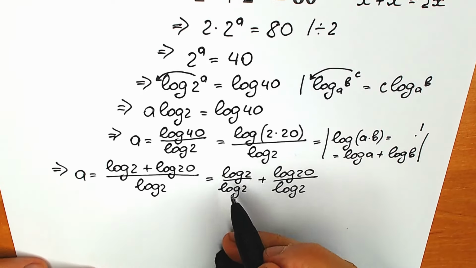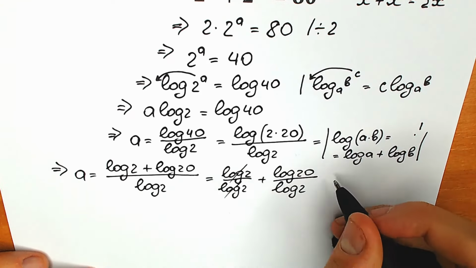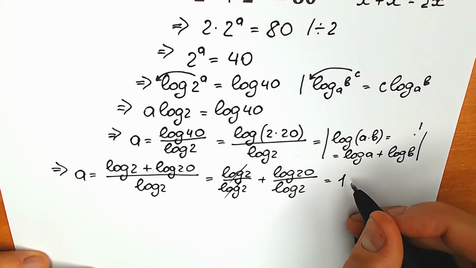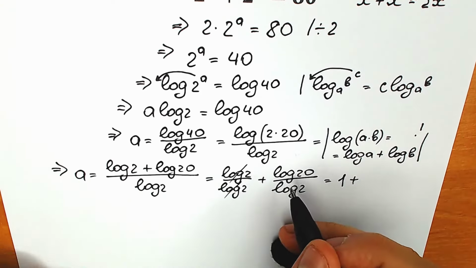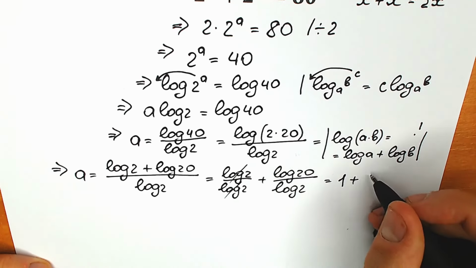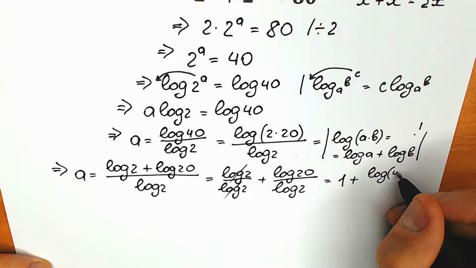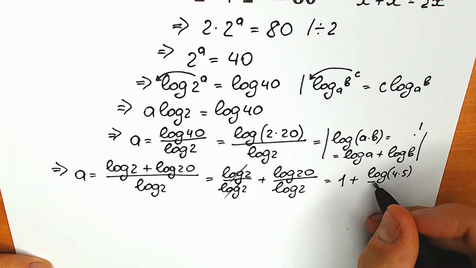Right now, this log 2 over log 2, we can easily cancel it. So as a result, we have only our 1. Plus, but this log 20, we can split once more. We can express this as log of 4 times 5. So let's do it. So log of 4 times 5, and all over log 2.